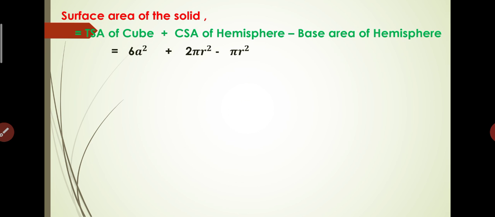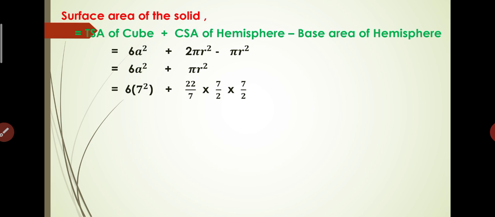So 6a square is the formula to find out the total surface area of the cube, plus curved surface area of the hemisphere, that is 2 pi r square, minus which area we want to subtract? Base area of the hemisphere we want to subtract. What is the formula? Pi r square. That is the formula to find out the base area of the hemisphere, because it is the shape of a circle. So pi r square. Am I correct? So 6a square plus 2 pi r square minus pi r square. If you subtract, you will get 1 pi r square. So 6a square plus pi r square.